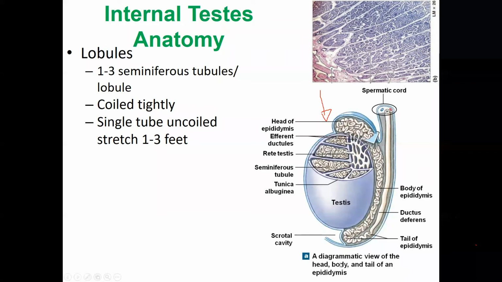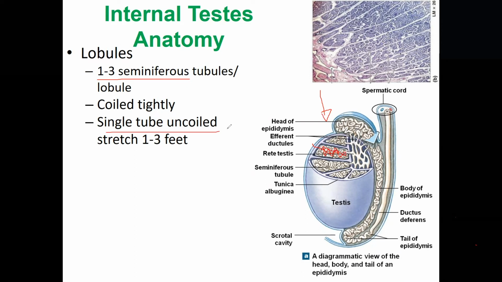So those are the guys that are really tightly coiled. They very much look like spaghetti kind of wrapped up in there. So we can say definitively that there are about 1 to 3 seminiferous tubules per lobule. We have lots of lobules in there, and these structures are coiled very tightly. Okay, so we can see the very tightly coiled seminiferous tubules in there.